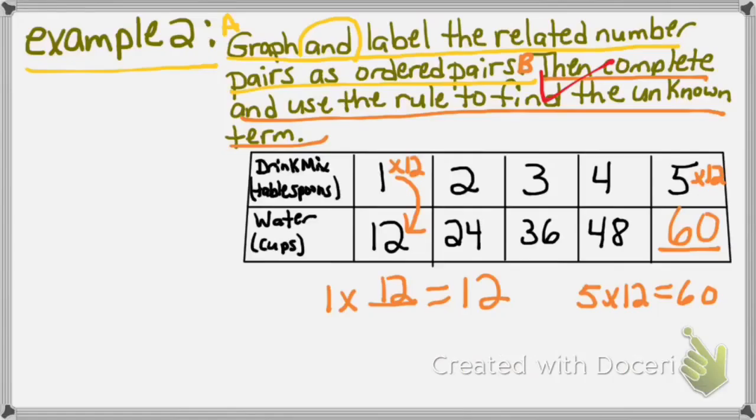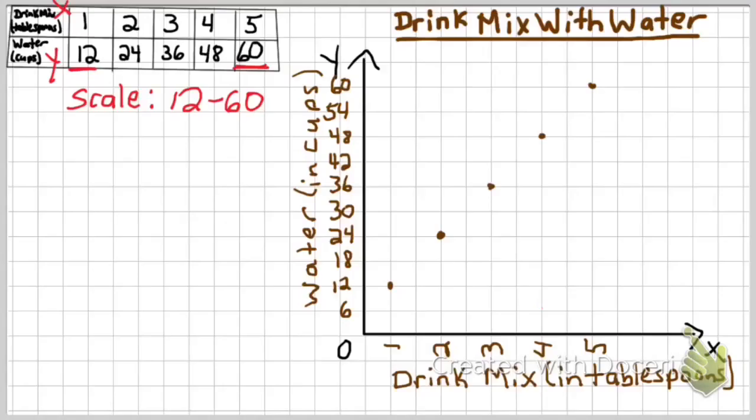And again, my Part A directions said to graph and label the related number pairs as ordered pairs. So I've plotted all of my points. Now I simply need to connect all of my points using a nice straight edge ruler line. So I connect first to second, second to third, third to fourth, and fourth to fifth.